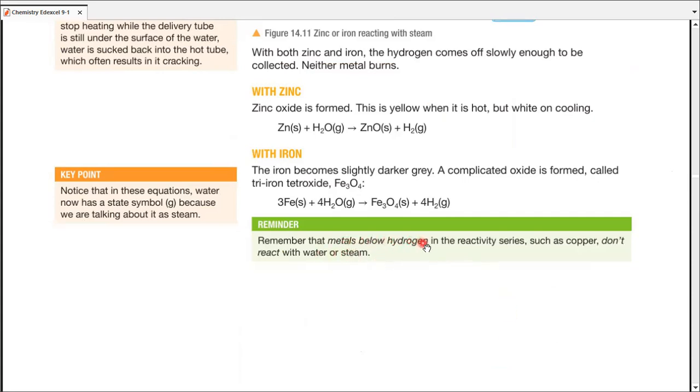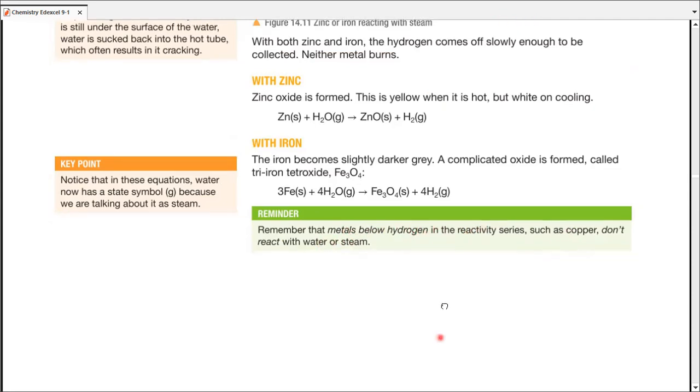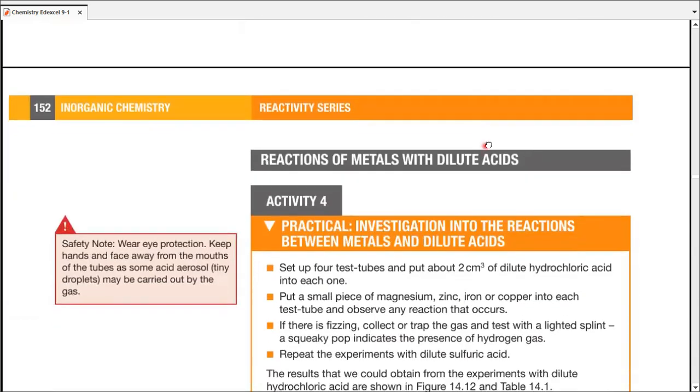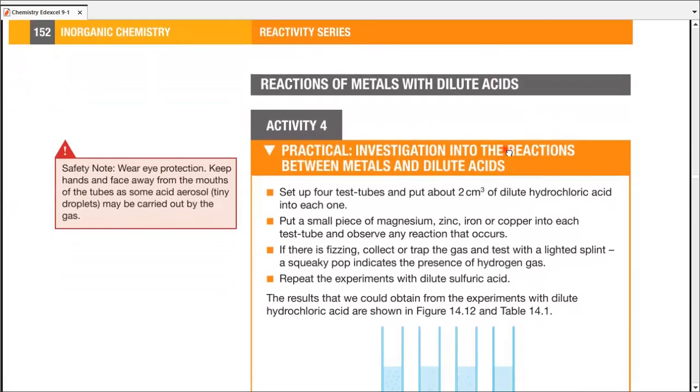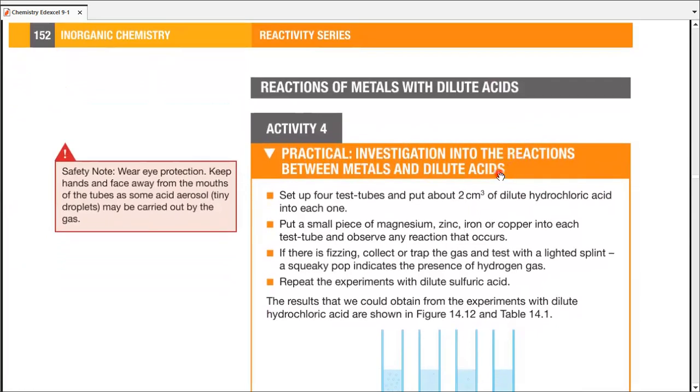Remember, the metals below hydrogen in the reactivity series, such as copper, silver, or gold, do not react with either water or steam, which actually finishes the topic of reaction with water or steam.